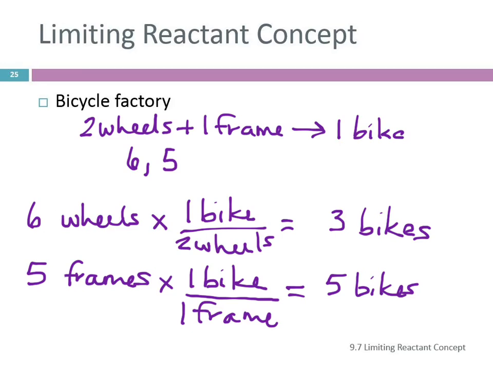What we're doing is we're taking the amount of each reactant, and we're figuring out the amount of product that we can make. And then we're saying which one is smaller. The smaller one is the answer. Because in real life reactions, you usually don't have just exactly the right amount of everything.